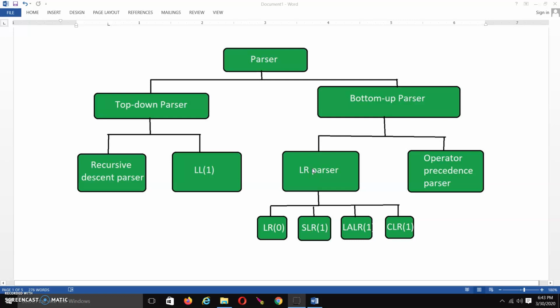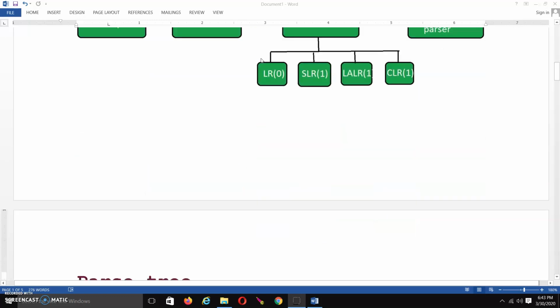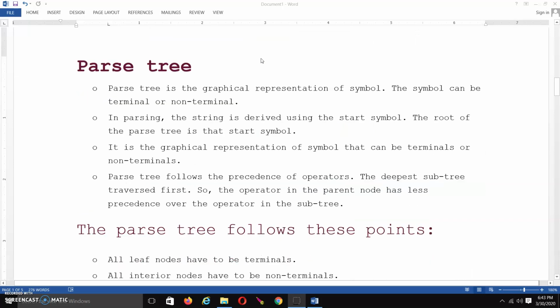So generally the output of the parser is nothing but a parse tree. Generally, the parse tree is also called a derivation tree or syntax tree. It is used to represent the derivation of a string from the grammar G.